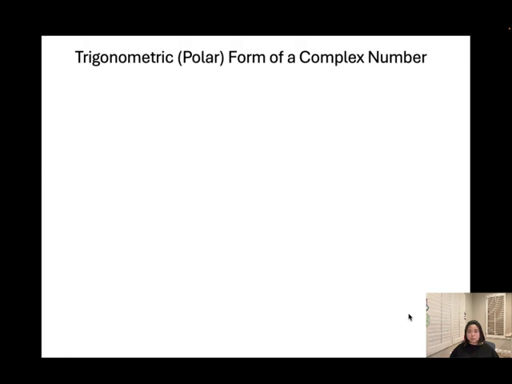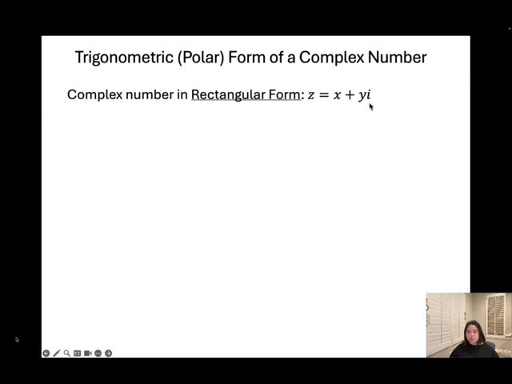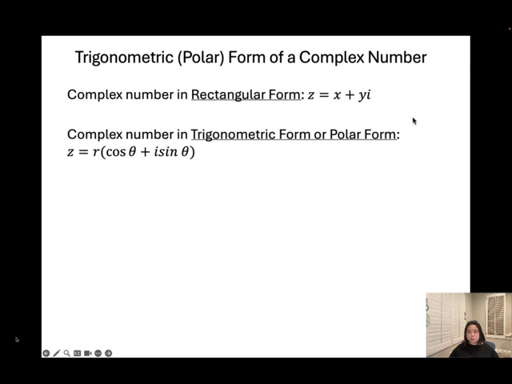Polar form of a complex number. You can call this a trigonometric form or polar form of a complex number. We just learned about the complex number in the rectangular form, which is z equal to x plus yi. When you see x and y, this represents rectangular form. For the polar form, you're going to see z equal to r (cosine theta plus i sine theta).